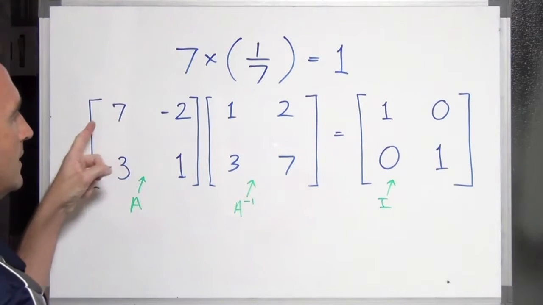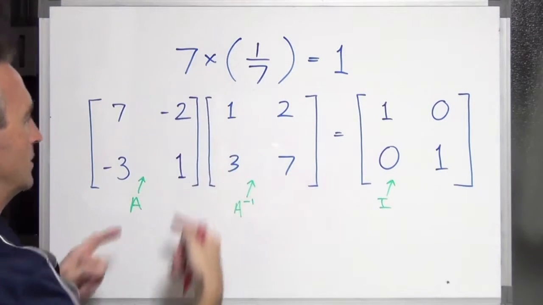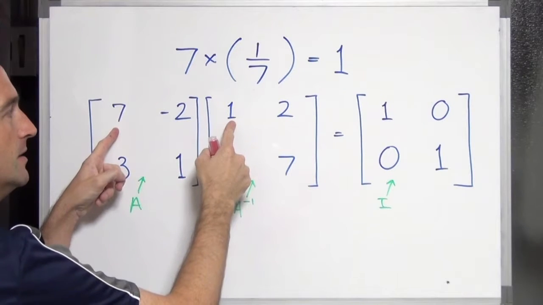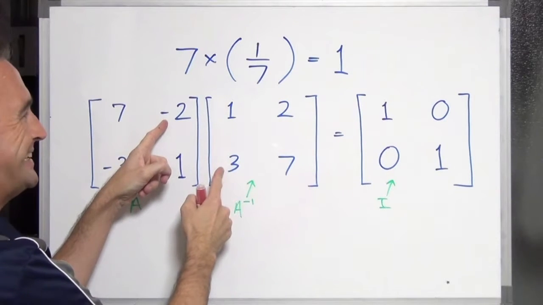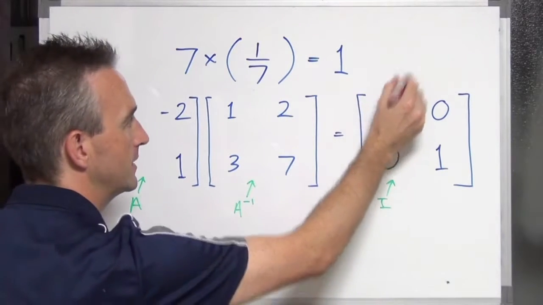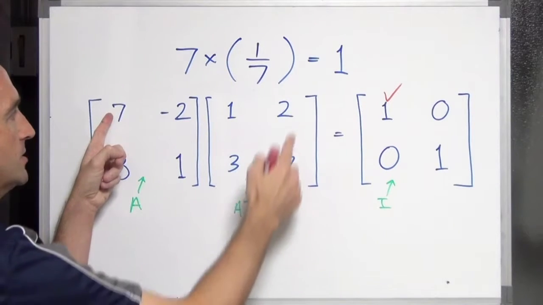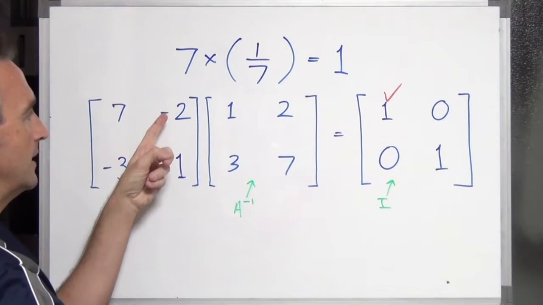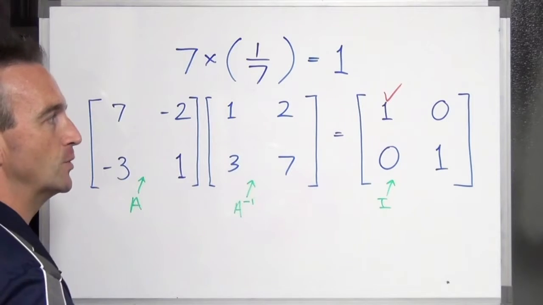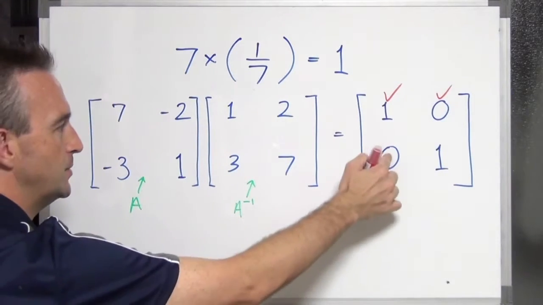Okay, so here we go. To get this entry here, let's do the top row and the first column. 7 times 1 is 7. Minus 2 times 3 is minus 6. So 7 plus negative 6 is 1. That one's right. Let's check this one. Top row, back column. 7 times 2 is 14 plus negative 2 times 7 is negative 14. 14 minus 14 is 0. That works.